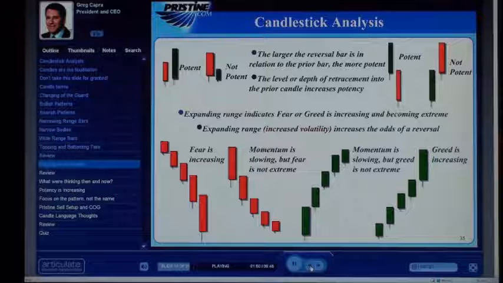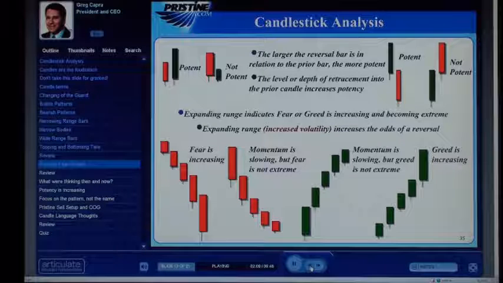Not a pleasant thought, is it? And it then closed down near its low and below the low of the green candle. Again, a potent message of a reversal and the likelihood that prices are going to go lower yet.